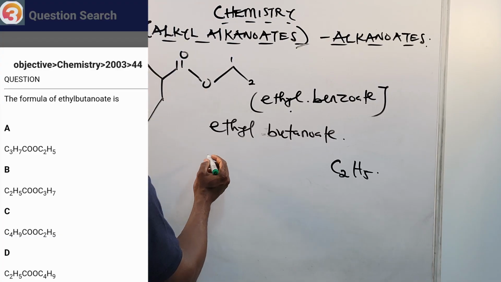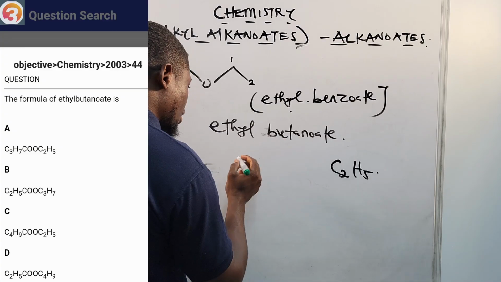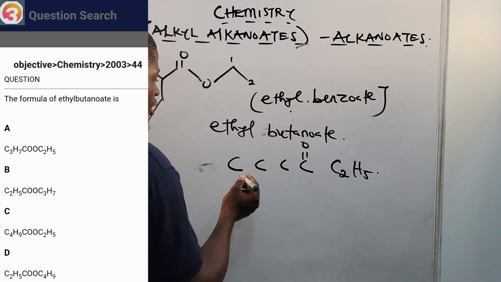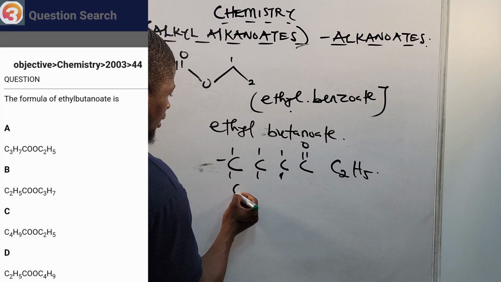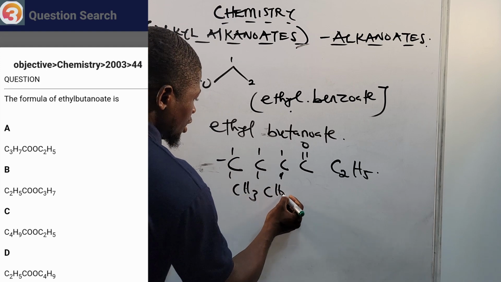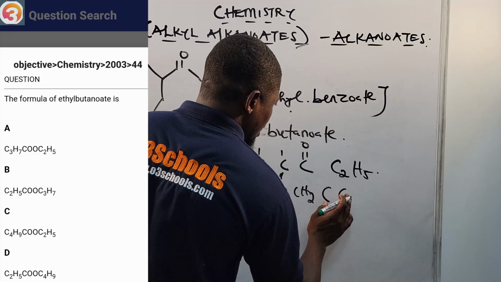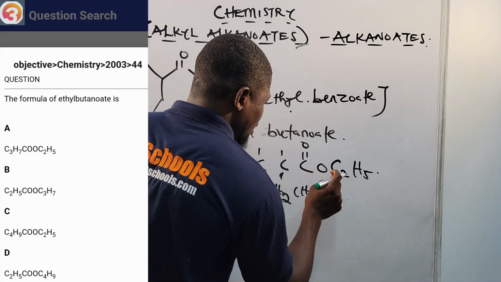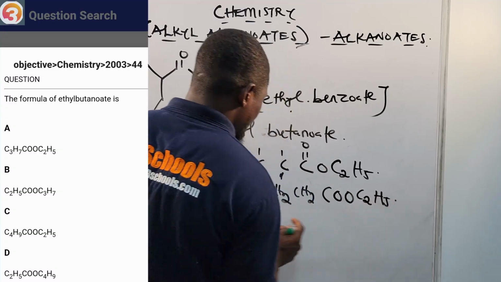Now, on this side, I'm going to have the butyl part. It's supposed to be from butane, so I'm going to have 4 carbons. That's 1, 2, 3, 4. This one is the carbonyl carbon. So I'm going to have CH3, CH2, CH2, then C, then there's an O here, then C, then O, then C2H5.